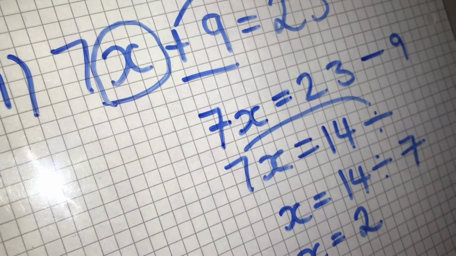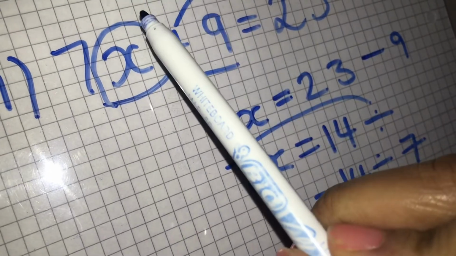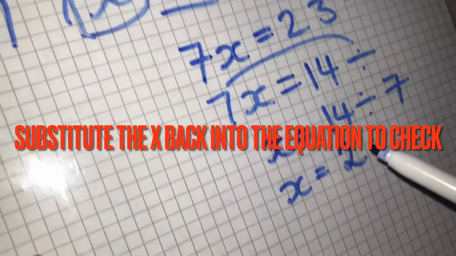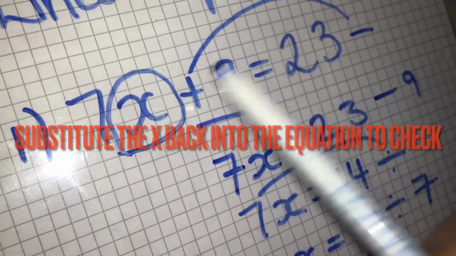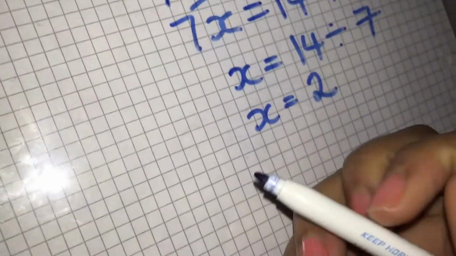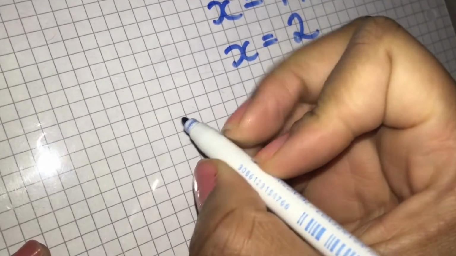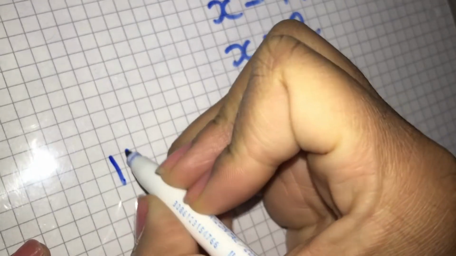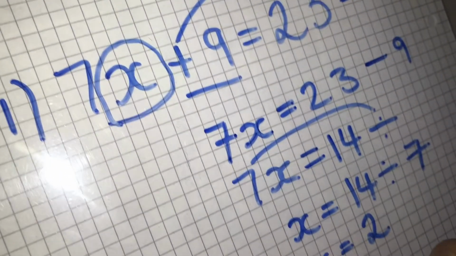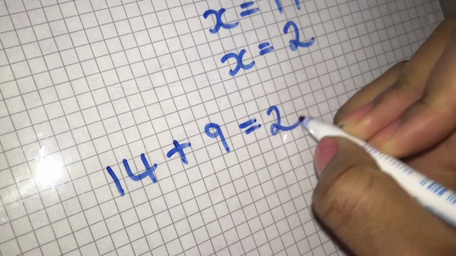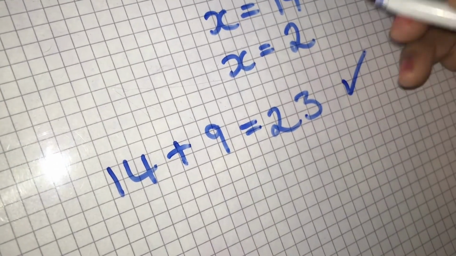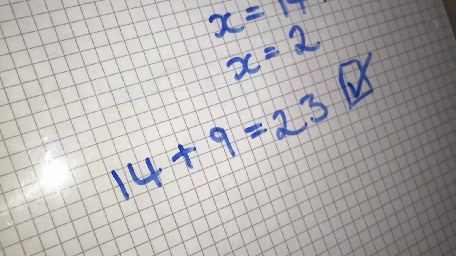Okay, so we're going to substitute it back. This 2 that we're saying is the answer, I'm going to put that back to see if this is correct. So 7 times 2 is 14. So 14 plus 9 equals 23. And is that correct? Yes, it is. So let's try another one.